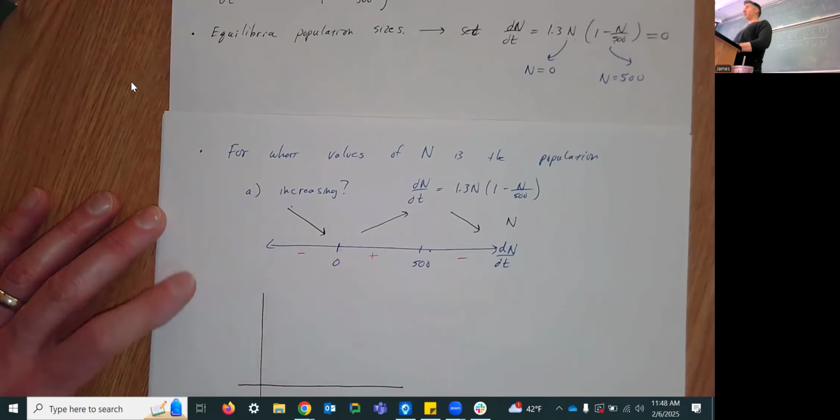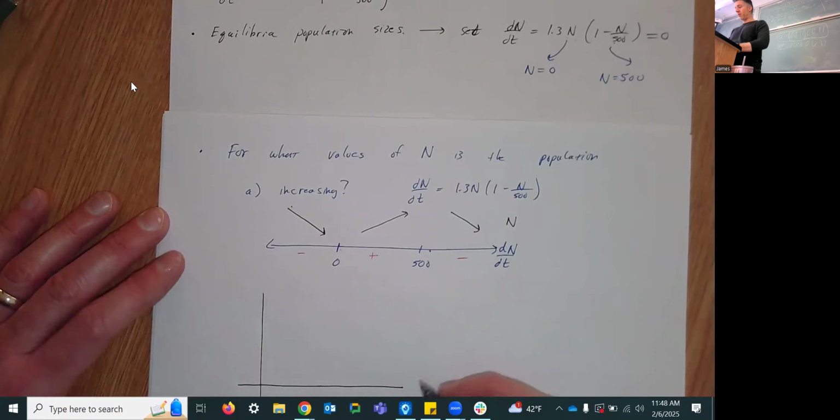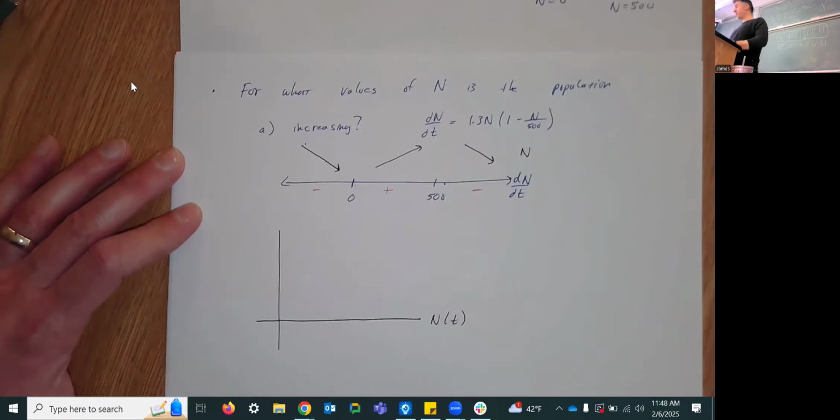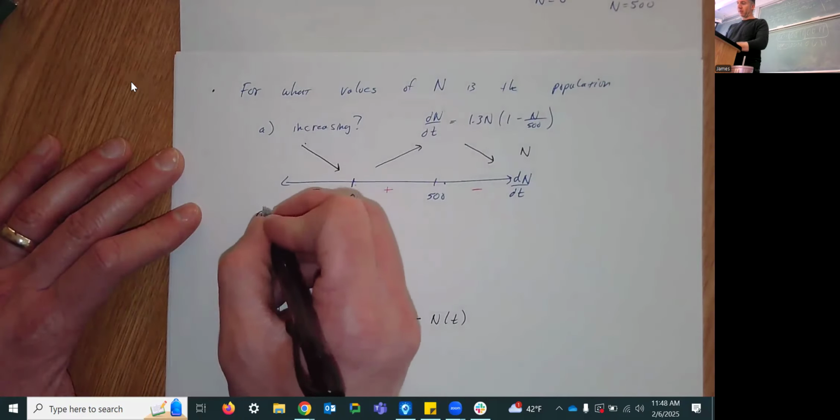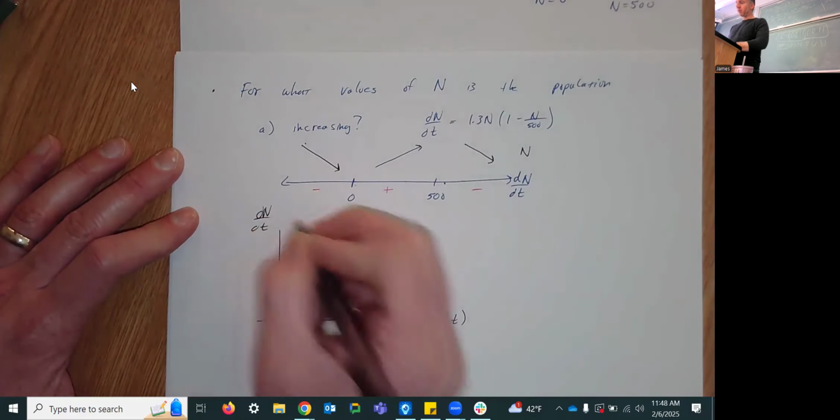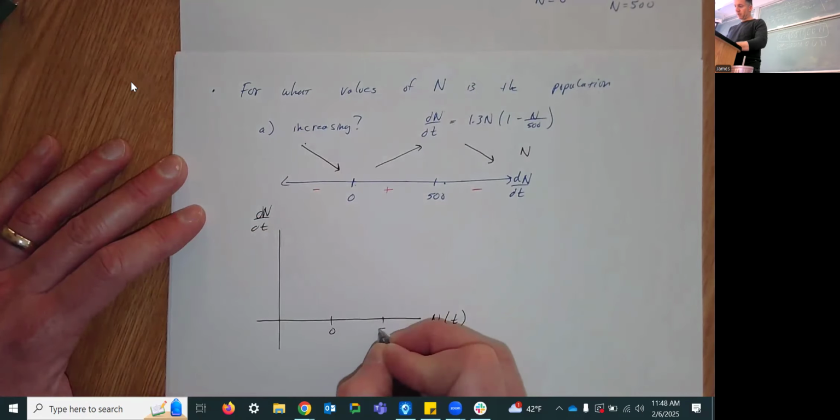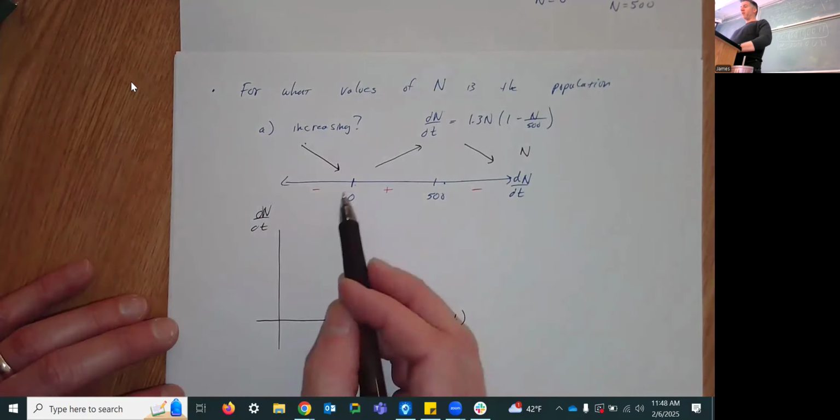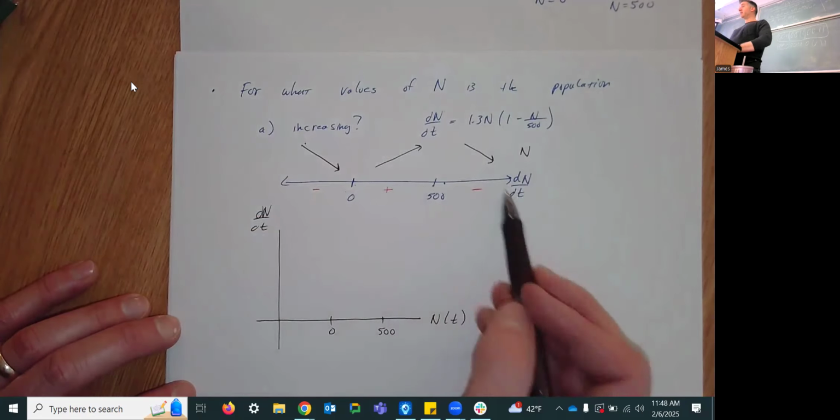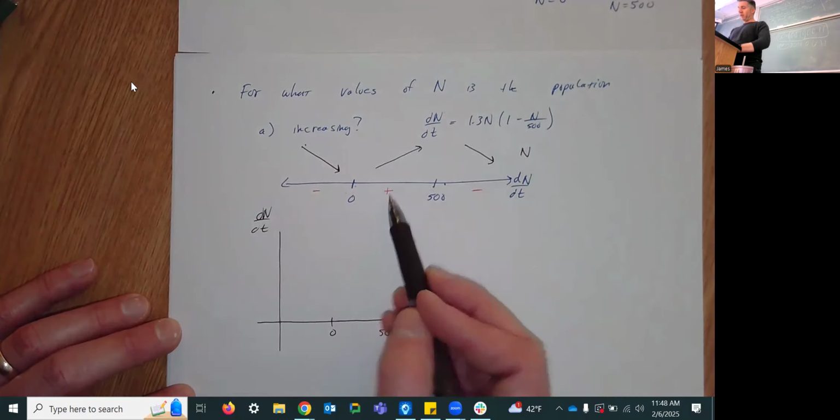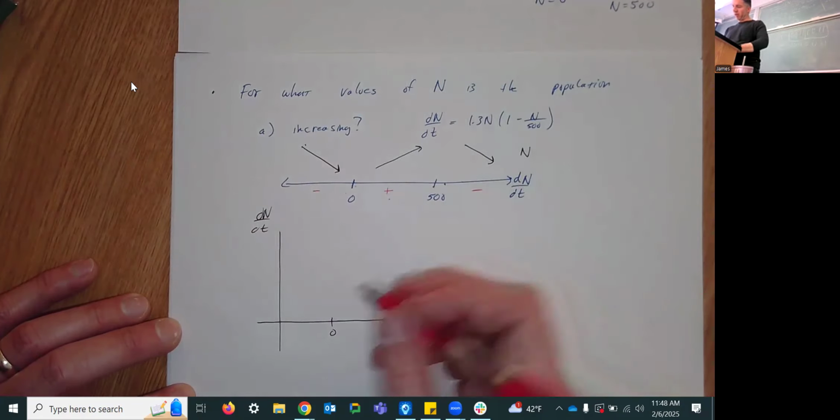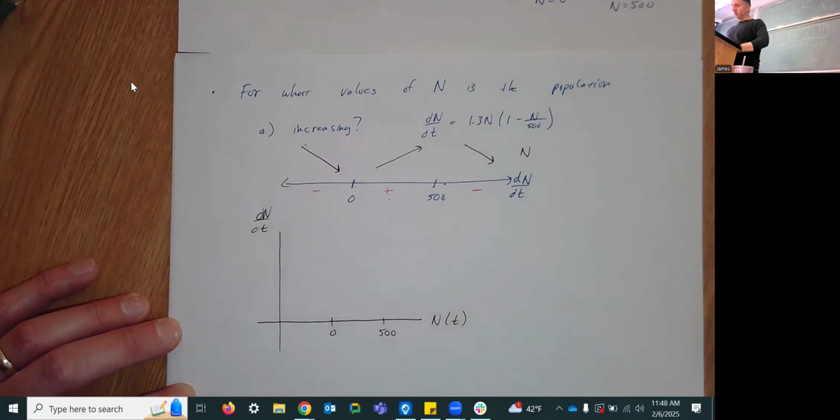What we're actually going to do is on our horizontal axis, we're going to talk about the value of n of t. And our vertical axis, we're going to talk about dn/dt. So here's what we know. We know that between 0 and 500, dn/dt is positive. So we've got something, let's draw it in blue.